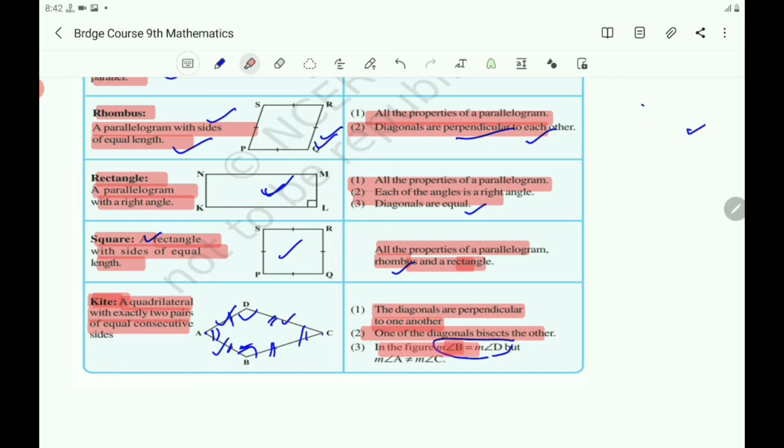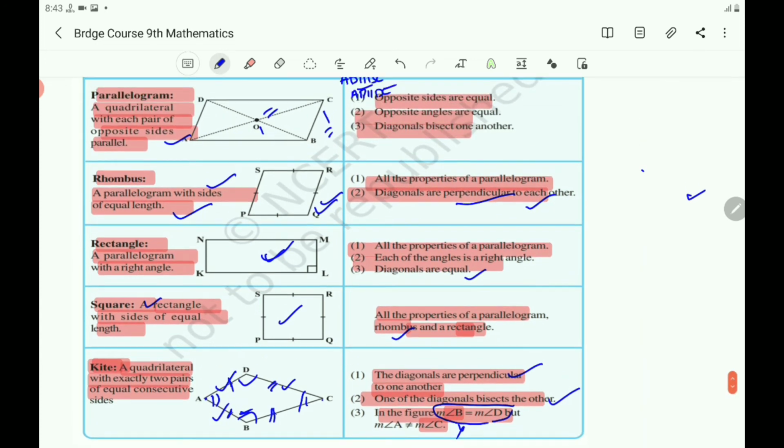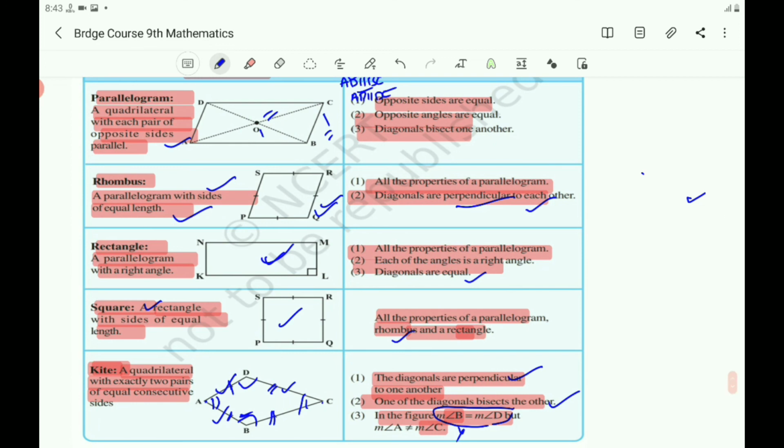Observe, a kite is a special quadrilateral in which exactly two pairs of equal consecutive sides are there. And the main properties of a kite are: diagonals are perpendicular to each other, one of the diagonals bisects the other, and one pair of opposite angles are equal and the other pair of opposite angles are not equal. Here you can observe the special property of the kite. Now you can write the difference between the square and rectangle, and also the difference between the rhombus and rectangle.